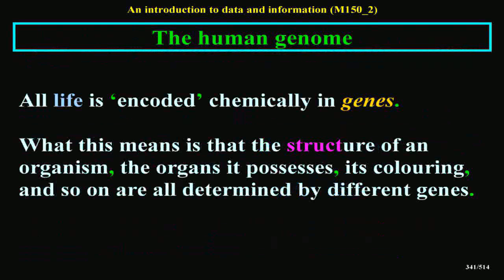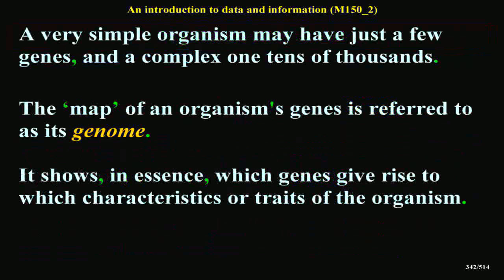All life is encoded chemically in genes. What this means is that the structure of an organism, the organs it possesses, its coloring, and so on are all determined by different genes. A very simple organism may have just a few genes, and a complex one tens of thousands.